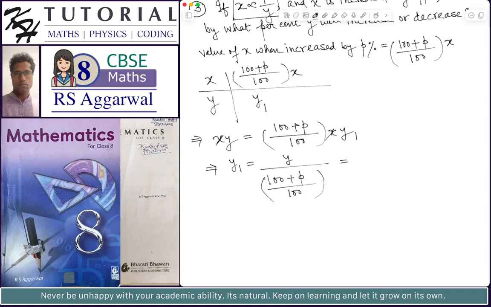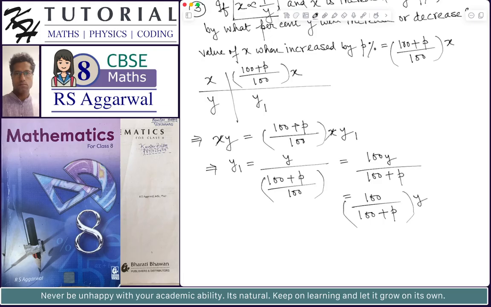This is equal to 100y divided by 100 plus p. So the new value, that is y1, is equal to 100y divided by 100 plus p. Now this is equal to 100 by 100 plus p multiplied by y.